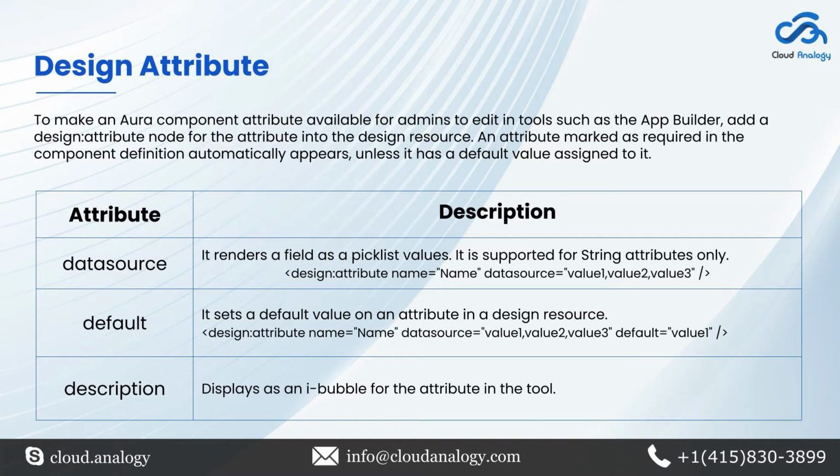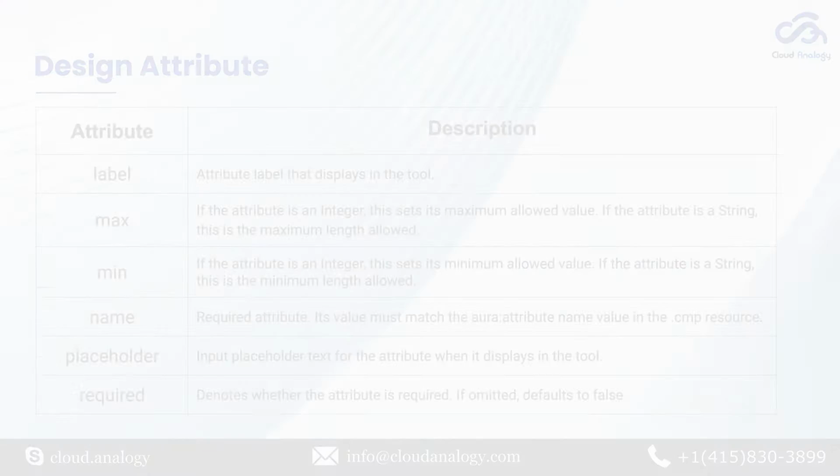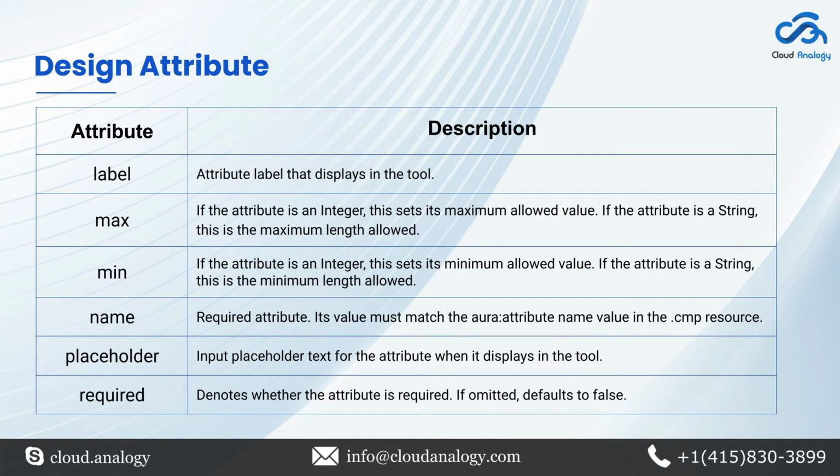The first is data source. Now data source is used to map the string attributes of a component, but it will show the values in the Lightning App Builder or for the external user in pick list fields. Now second is the default. We can set the default value of an attribute. By using the default attribute, we can also set the description. Now we have the label, maximum and minimum.